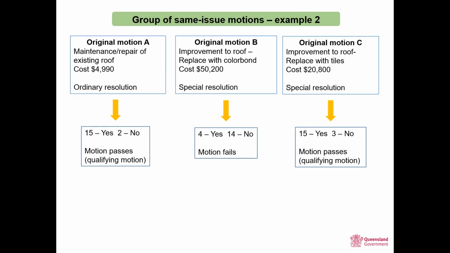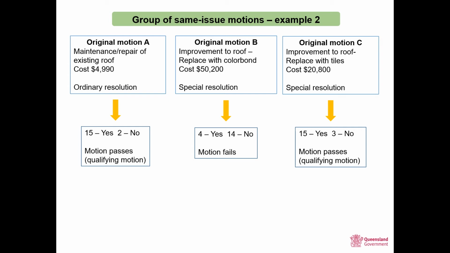Here is another example regarding a roof. Original motion A is to repair the roof by ordinary resolution. Motion B is to replace the roof with a COLORBOND roof by special resolution. And motion C is to replace the roof with a new tiled roof by special resolution.